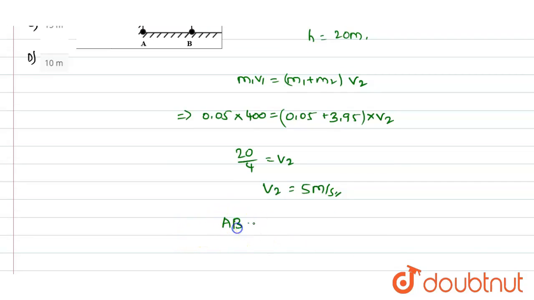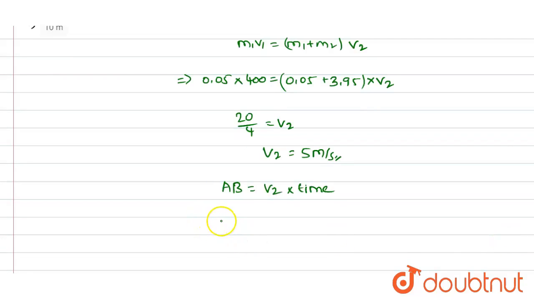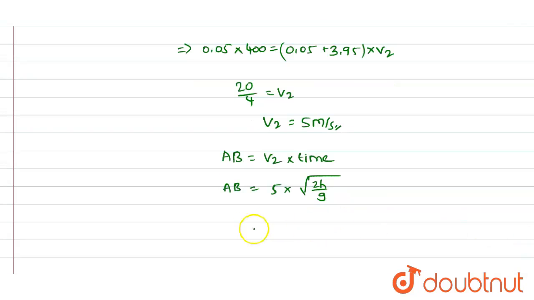Now the range of the projectile is AB, which can be written as velocity v2 into time. So AB equals v2, which is 5, into time, which is square root of 2h divided by g. We know the value of g, which is given in the question, and we also know the value of h. So AB will be equal to 5 into 2, which equals 10 meters. So this is the range of the projectile, hence AB equals 10 meters.